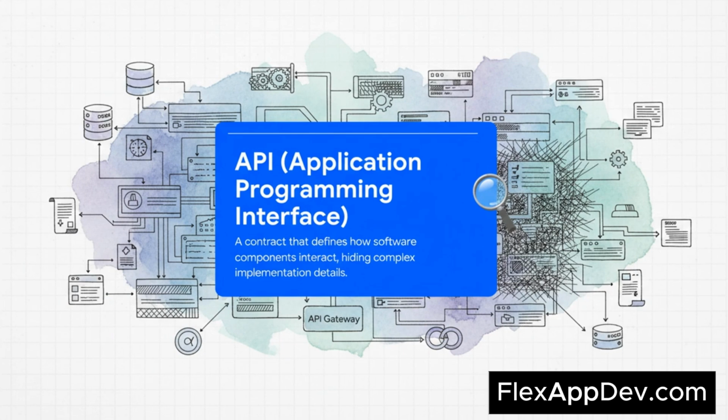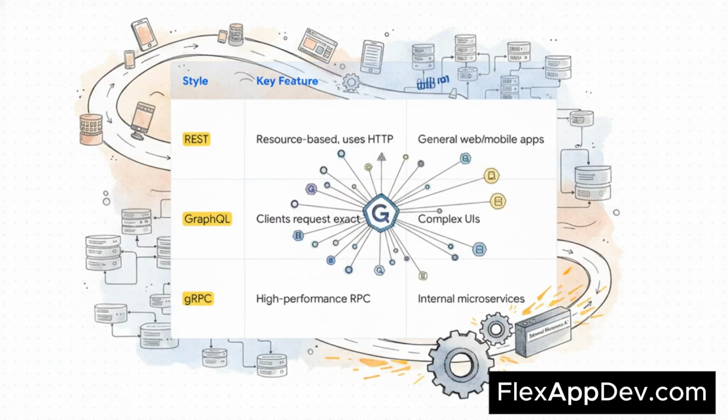Okay, so how do we get all these different parts of our system to actually communicate with each other? We do that with an API. It's basically a contract that lets software components talk without knowing the messy details. And there are different styles of API, each one with its own strengths for different kinds of communication.